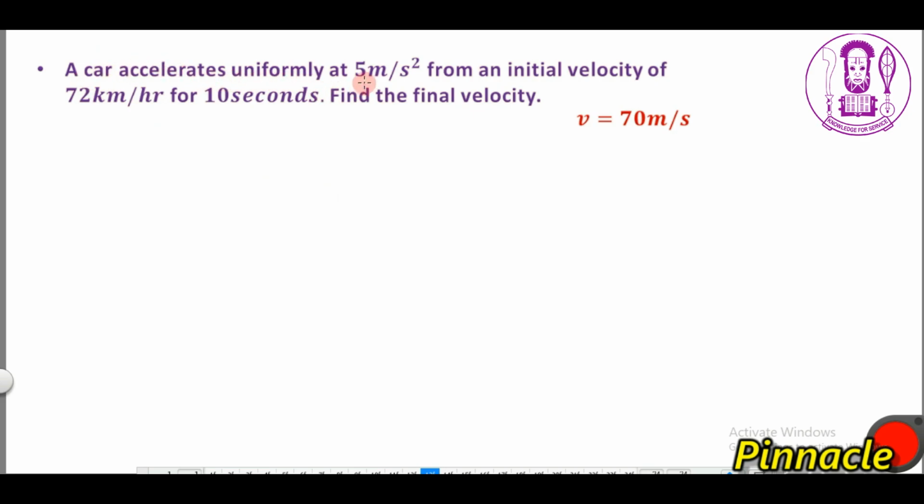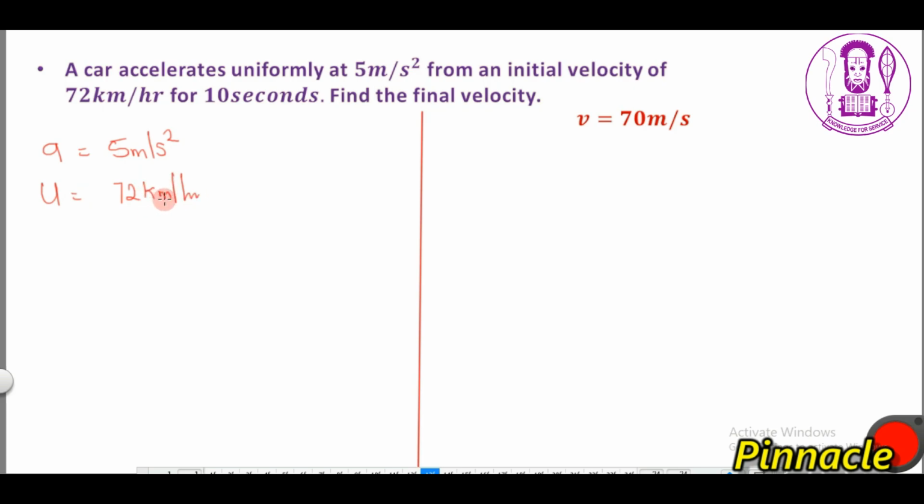Let's look at the last question that we have here. A car accelerates uniformly at 5 meters per second squared from an initial velocity of 72 kilometers per hour for 10 seconds. Find the final velocity. This is quite straightforward as well. A car accelerates uniformly at 5 meters per second squared, so our acceleration is equal to 5 meters per second squared, from an initial velocity of 72 kilometers per hour. So the initial velocity is equal to 72 kilometers per hour.